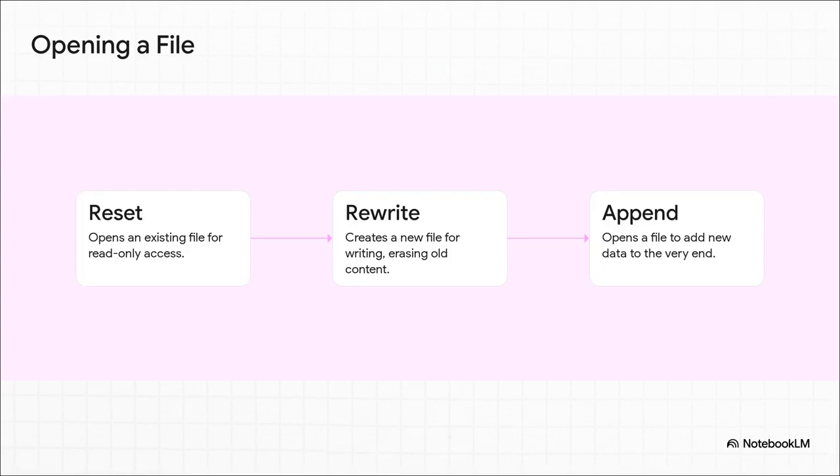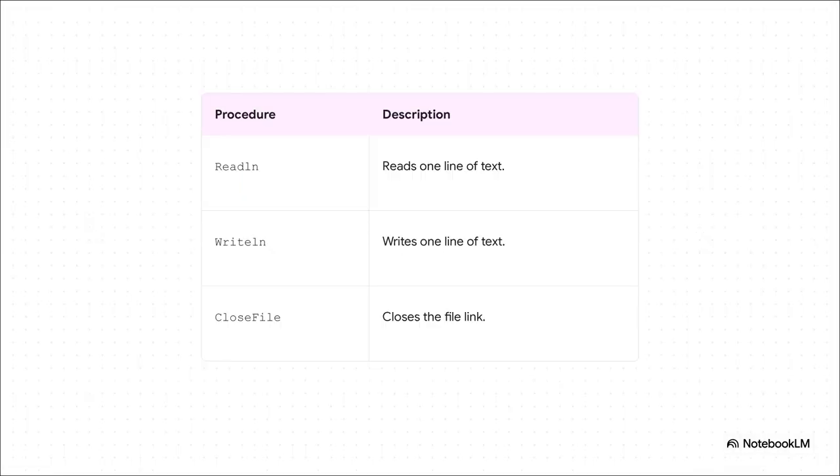Once you've pointed to the file, you have to say what you want to do. You've got three main choices. You can reset it, which opens it for reading data that's already there. You can rewrite it, which is the dangerous one. It creates a brand new, empty file, completely wiping out anything that was there before. Or you can append, which lets you tack on new information at the very end without messing with what's already there.